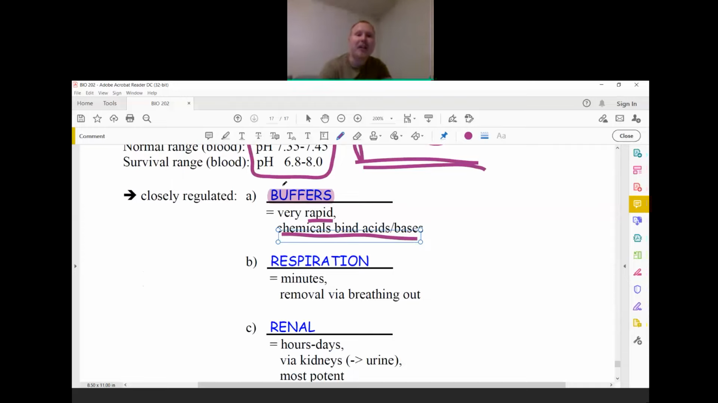Well, the second way, which is not quite as fast, but still fast, works within minutes, is removing some of those hydrogen ions by breathing them out. So that might be one way.